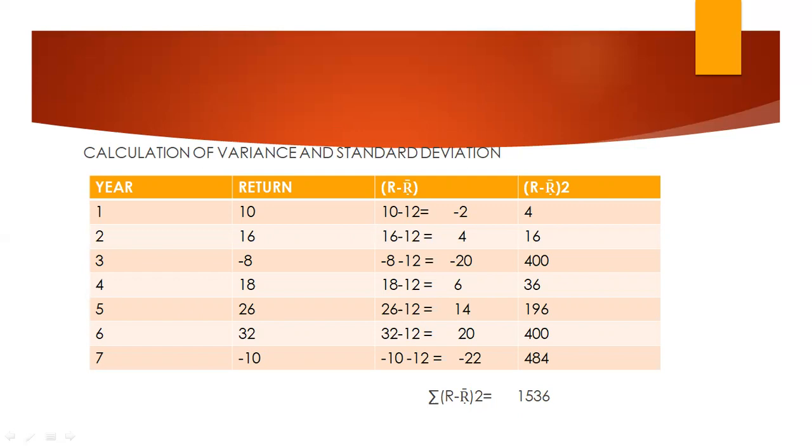In the variance formula, we need (r minus r bar) the whole square. So now minus 2 square is 4, 4 square is 16, minus 20 square is 400, 6 square is 36, 14 square is 196, 20 square is 400, minus 22 square is 484. So we have to add all these.